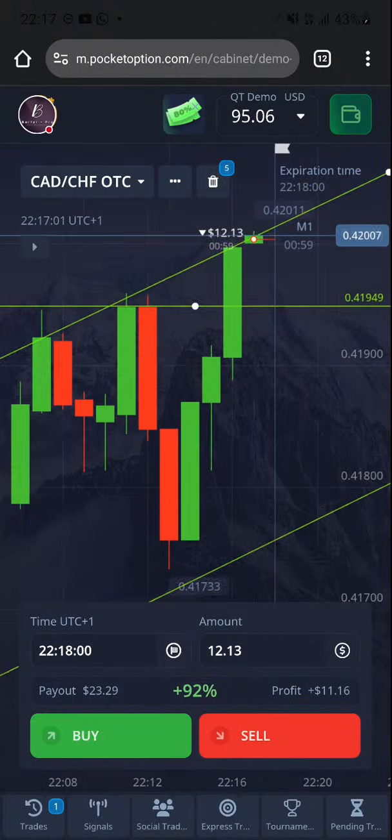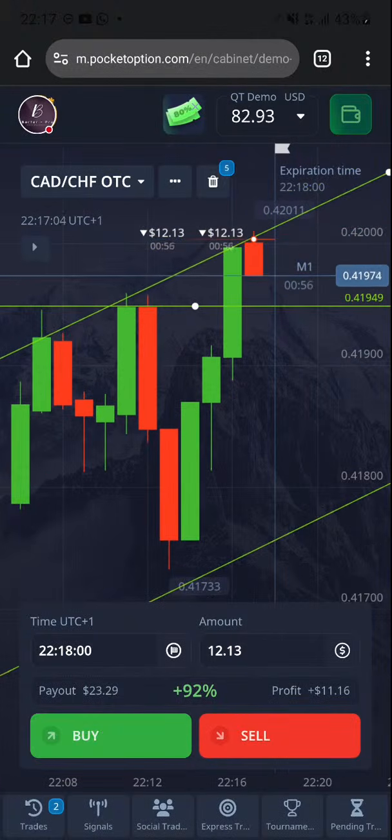Let's go with the sellers here. I'll take one more. I'm expecting the sellers to give us the red candle. Actually, I'll tell you why.